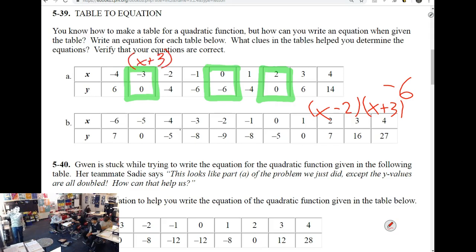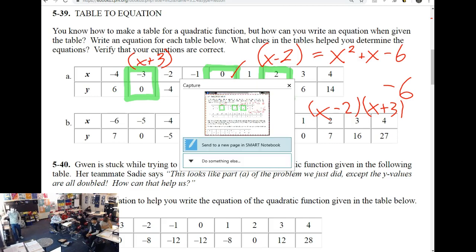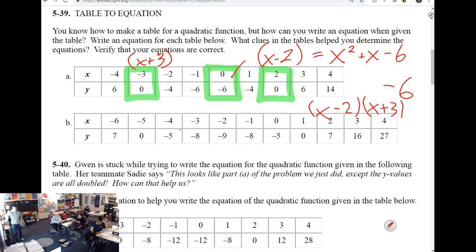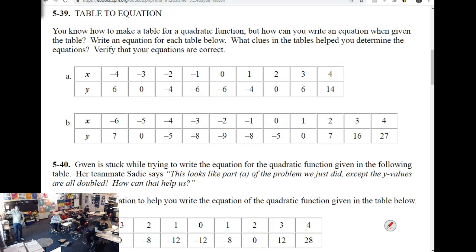x plus 3, x minus 2. It doesn't matter because multiplication is commutative. Once he multiplied through, he found x squared plus x minus 6. Minus 6 is what my y-intercept needs to be. We are good. But if we try that with b, I'm curious if it will work out as nicely. Because knowing CPM, it probably won't. It did.